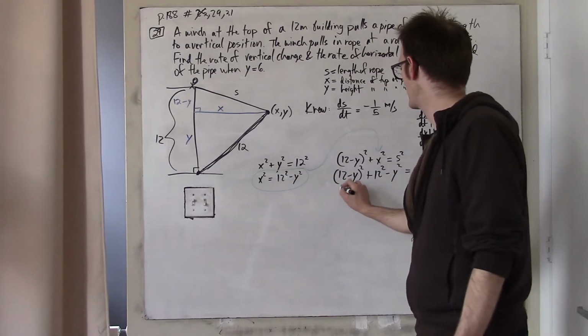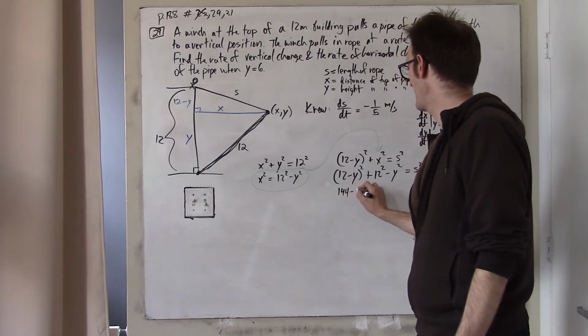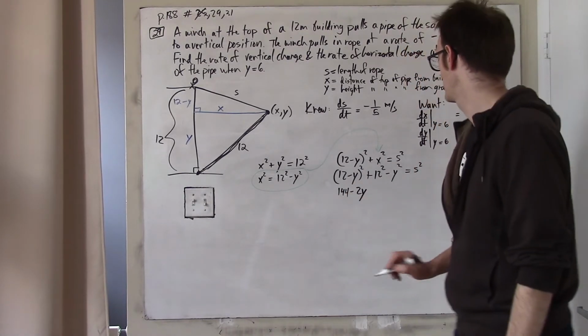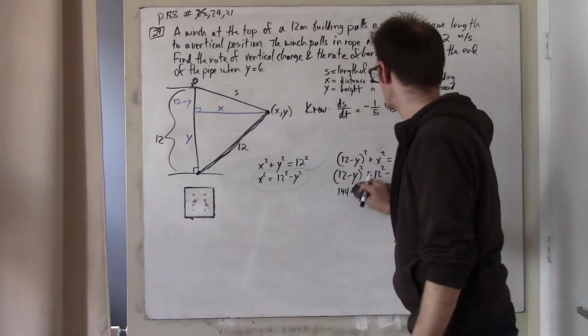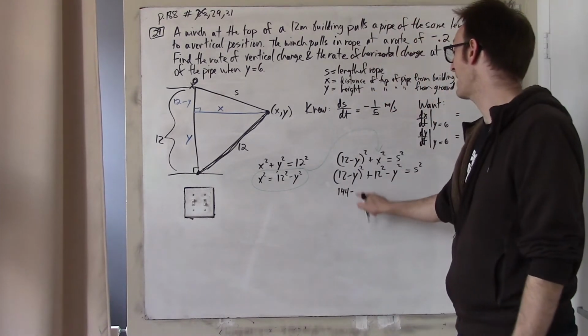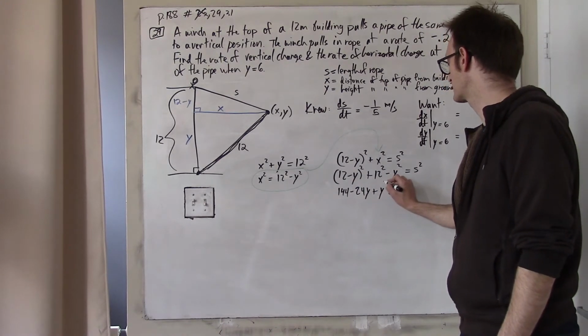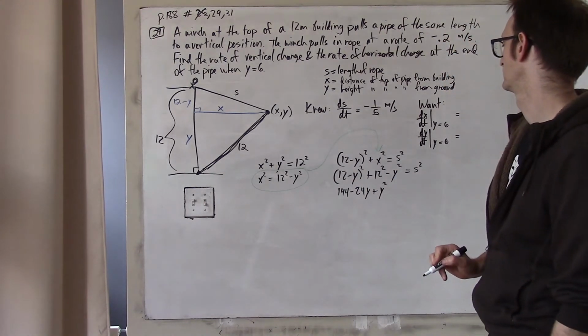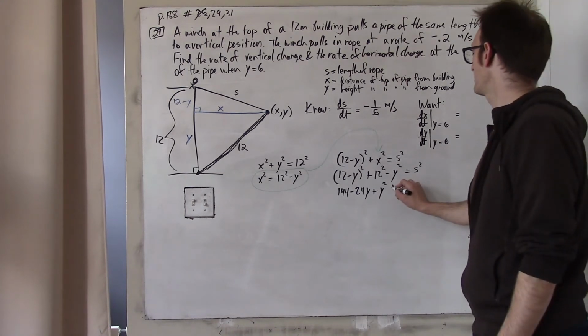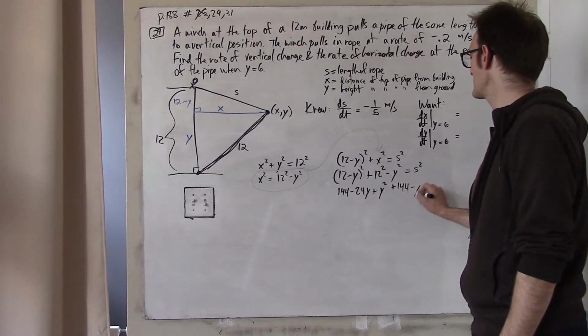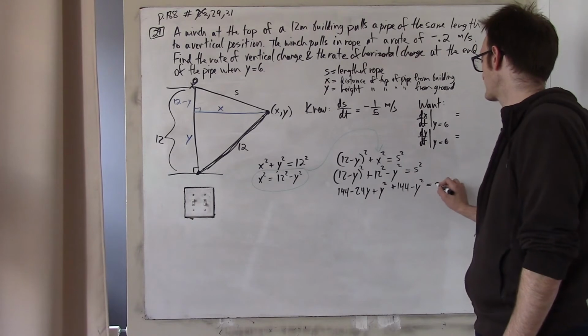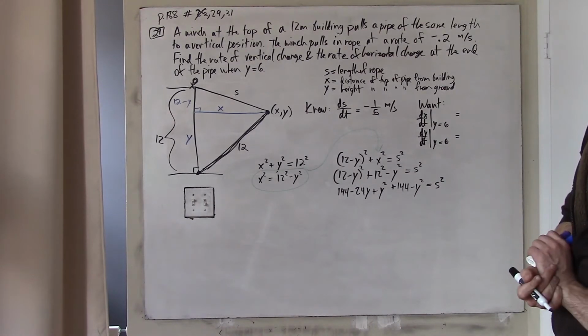All right, so what do I have here? I have 144 minus 2y. No, that's not right. I think this is the best way to do this problem. 144 minus, that would be 24y plus y squared. Plus 144 minus y squared equals s squared. That's slightly surprising me, but okay.